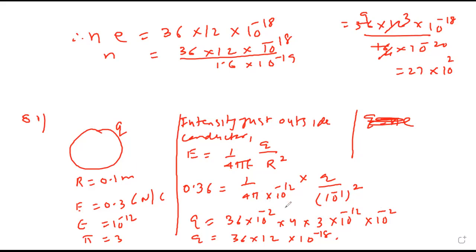1 upon 4 pi, pi is 3, epsilon naught. Epsilon is minus 12, so it will be minus 16. Here I have taken 4, 2 to 4, 16, sorry. This is minus 16. So 2.7 into 10 raised to 5. The option. So in exam, don't waste your energy. If you get digit matching, directly you can mark.